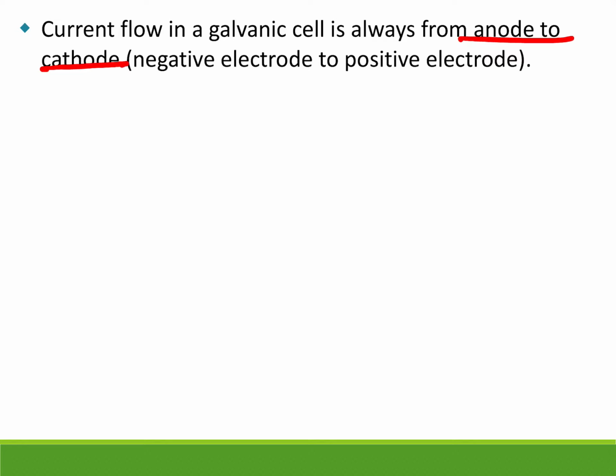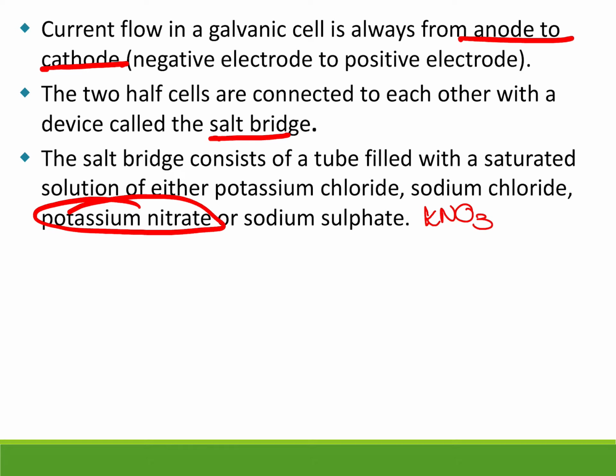The salt bridge is a tube which is filled with a saturated salt solution. It can be potassium chloride, potassium nitrate, sodium sulfate. Do yourselves a favor. You really only need to know that it's potassium nitrate, KNO3. Chlorides can be a little dangerous to use because sometimes you'll end up using a chloride, which then results in you forming a precipitate, and you don't want that. You don't want anything that can't dissolve.